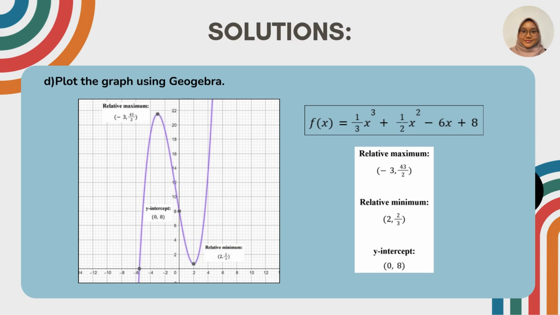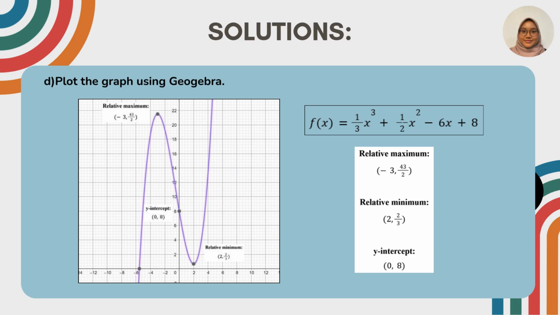From the previous question, the important points are identified. The relative maximum occurs at x equals negative 3, with y value equal to 43 over 2. So the relative maximum point is (-3, 43/2). Then the relative minimum occurs at x equals 2, with y value equal to 2 over 3. So the relative minimum point is (2, 2/3).